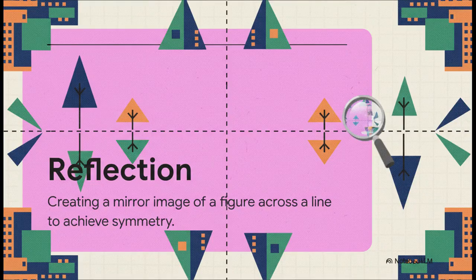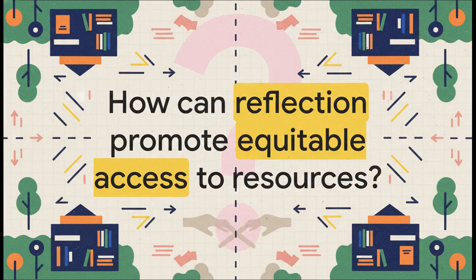Next up in the toolkit, reflection. This one is all about creating a perfect mirror image of a shape across a line. In the world of design, this is what gives you that satisfying sense of balance and symmetry. Now this is where math gets a social conscience. By using reflection, students had to think about fairness. Let's say you build a great park on one side of a big highway. Well, what about the people on the other side? By reflecting that park design across the highway, you make sure both communities get equal access. That's geometry being used to build a more equitable world.